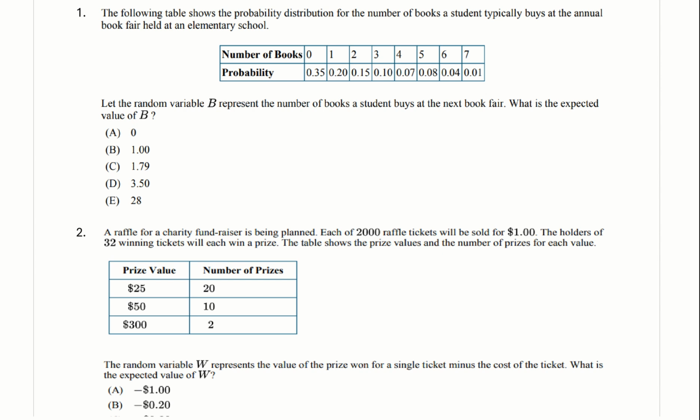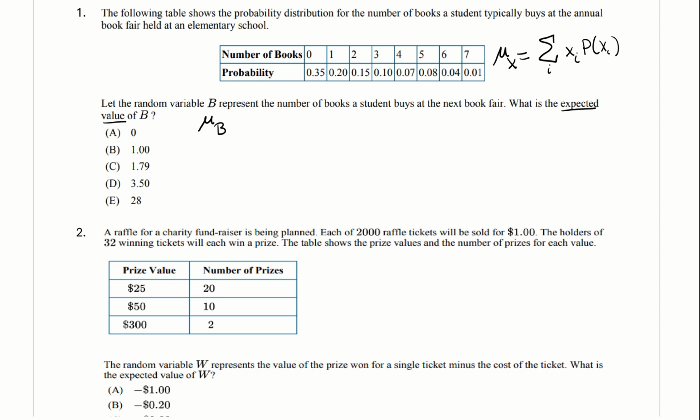Okay, so we're talking about expected value. Here they're talking about the mean, right? So they're talking about the mean of B. Now remember that in general, the formula for the expected value of a random variable is in your formula sheet. And it is the sum of the values for x_i times the probability of x_i.